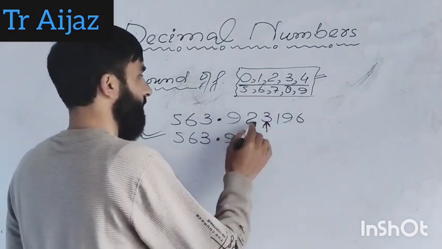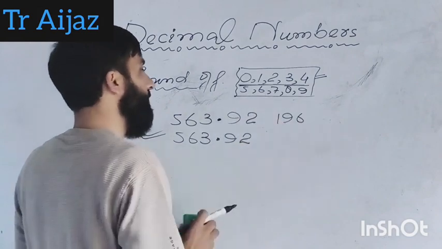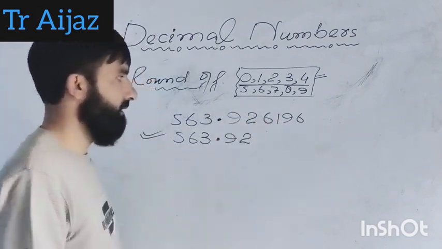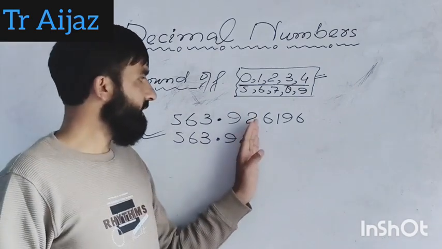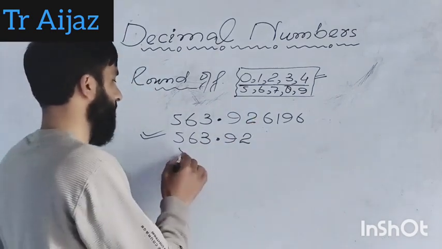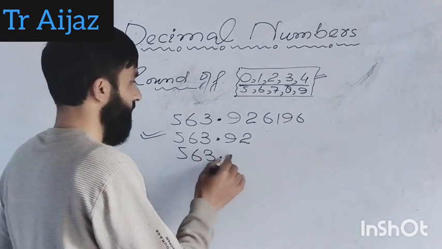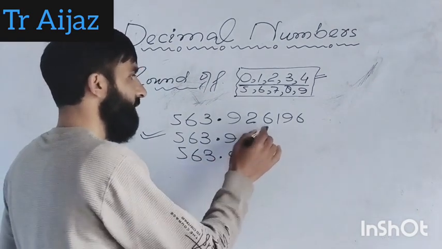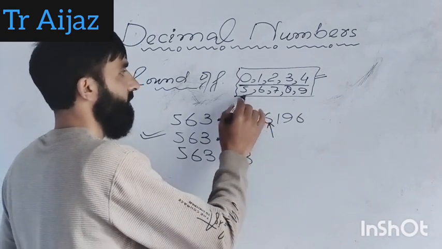Let us change this 3 now. We will make this 6. If this is the question and we need only 2 places, what do we have to do here? So it is 563 point not 92 but 93, because the 6 now belongs to this group.